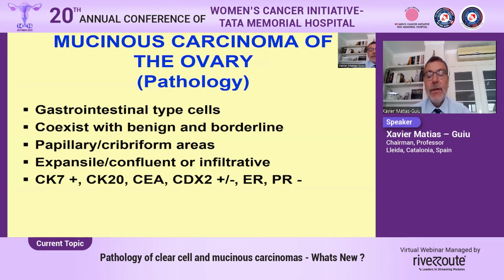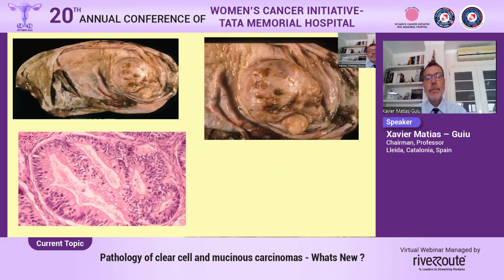And immunohistochemistry is not quite definitive. It's positive for CK7, sometimes positive for intestinal markers, and negative for estrogen and progesterone. So this is typical growth and microscopic appearance of a mucinous carcinoma.